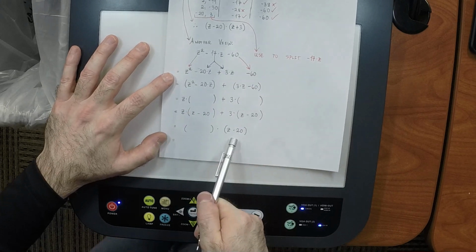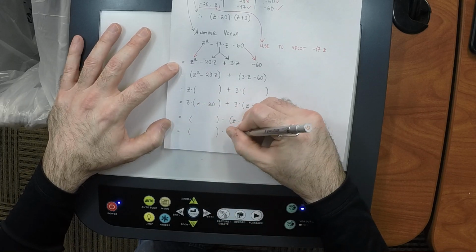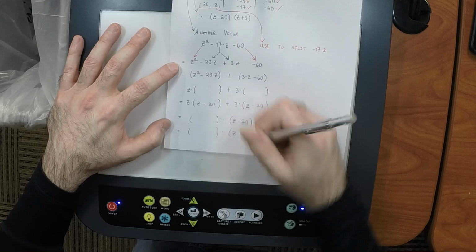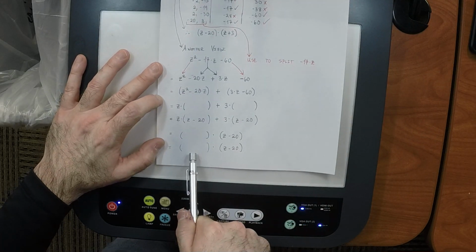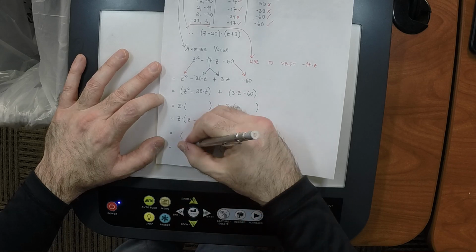And so if we factor out that z minus 20, then what do I have to write in those parentheses? Z plus 3.